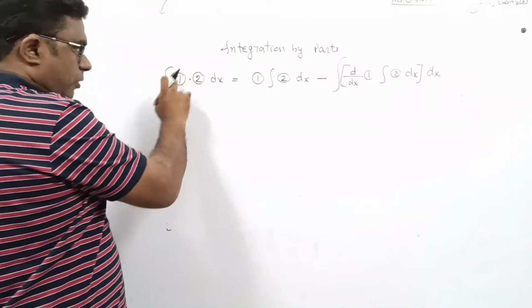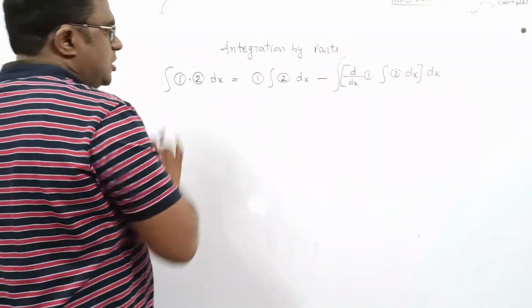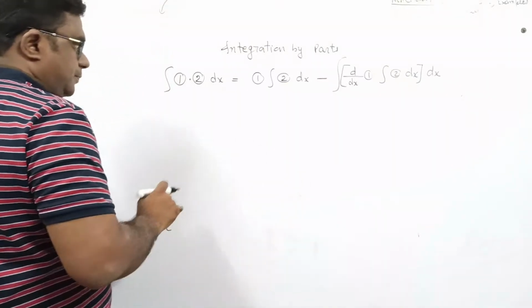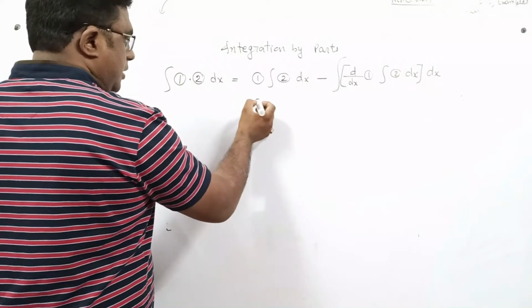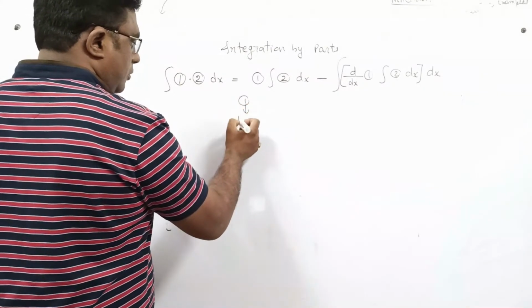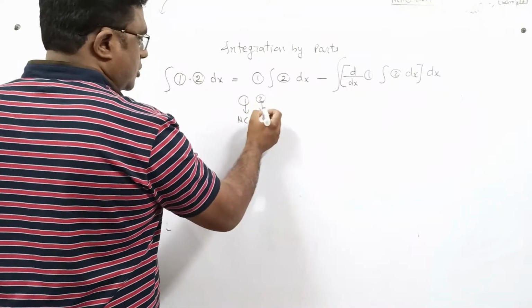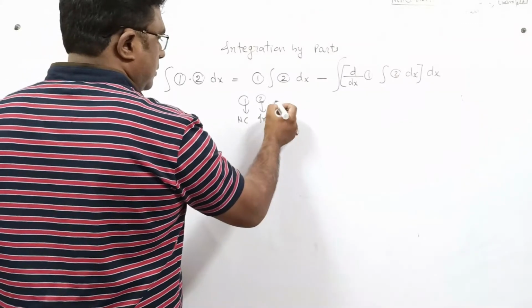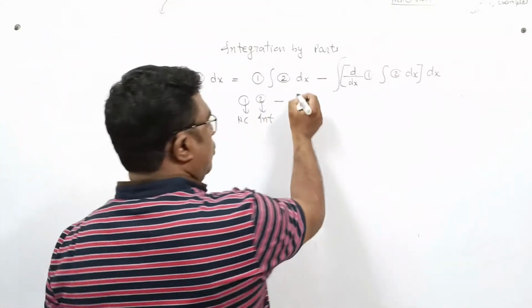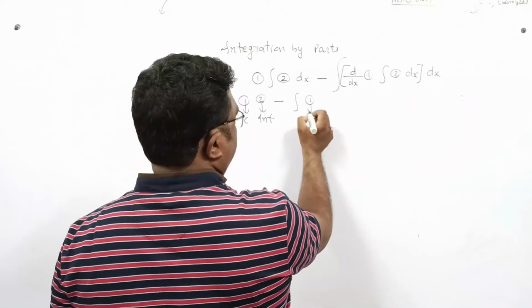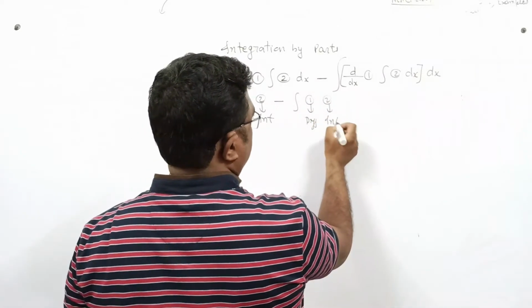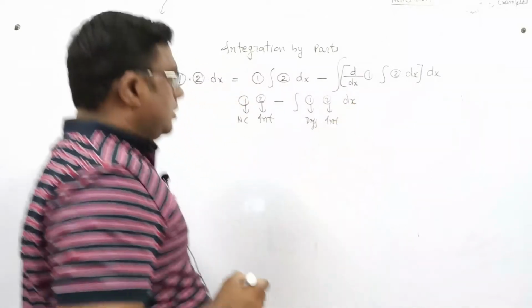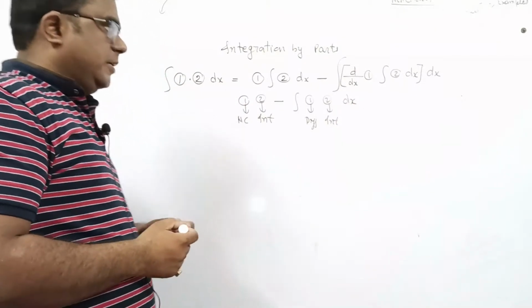Here this 1 is representing the first function and 2 is representing the second function. In a simple way I can say that in the first function no change, in the second function integration, minus whole integral, differential of first and integral of second and whole dx. So in this way you can memorize this formula easily.